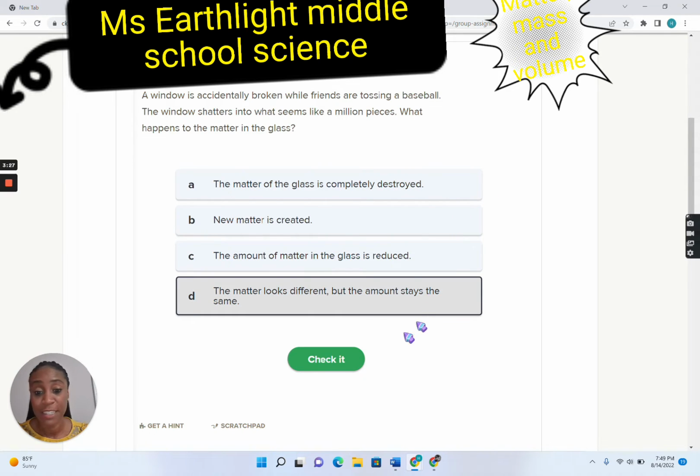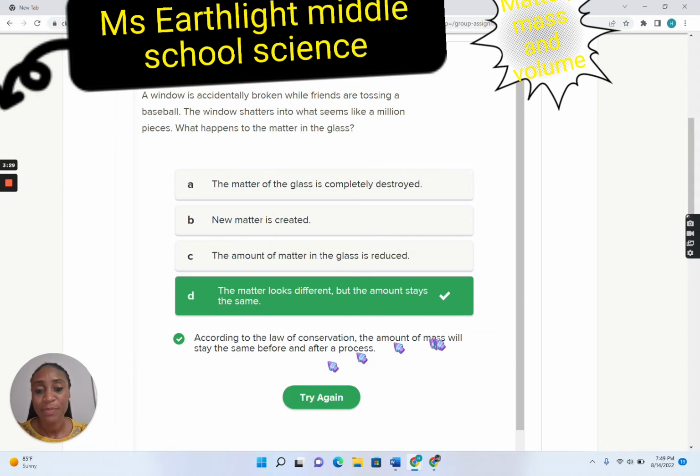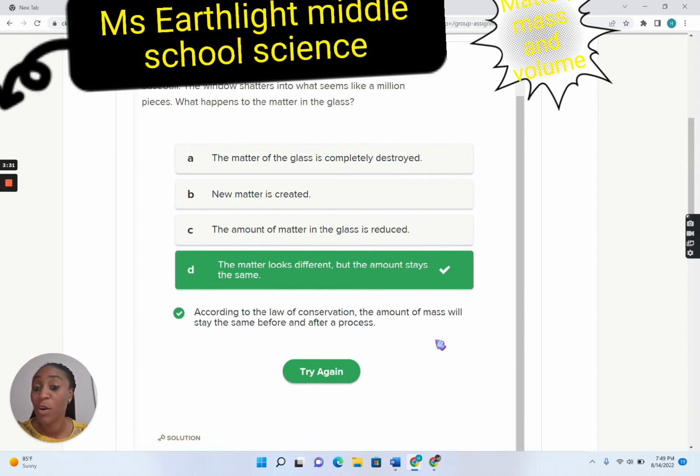I say D. Let's check that. And that's correct. According to the law of conservation, the amount of mass will stay the same because it's just broken up, right? Even though it's broken up into a lot of different pieces, the amount is conserved, right? Before or after it was shattered, it's the same. So that's why D is your answer.